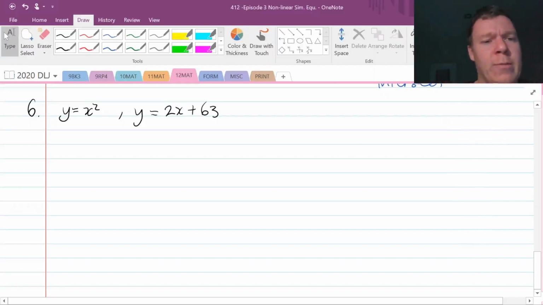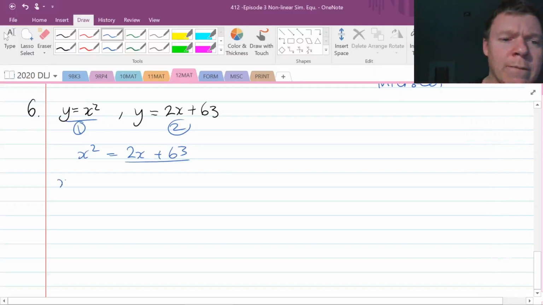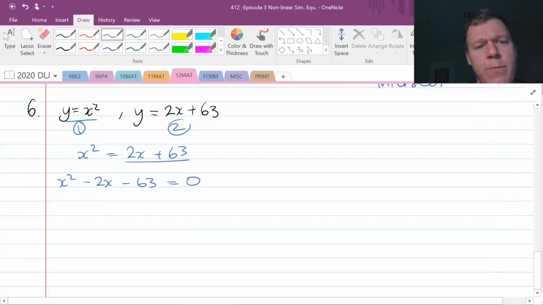So let's not even draw it this time. Let's just set 1 equal to 2. Equation 1, equation 2, set them equal to each other. What have we got? x squared equals 2x plus 63. I like to keep the x squared positive. It just ends up being easier for you in the long run. So I'm going to move those two terms across to the other side. x squared minus 2x minus 63 equals 0.